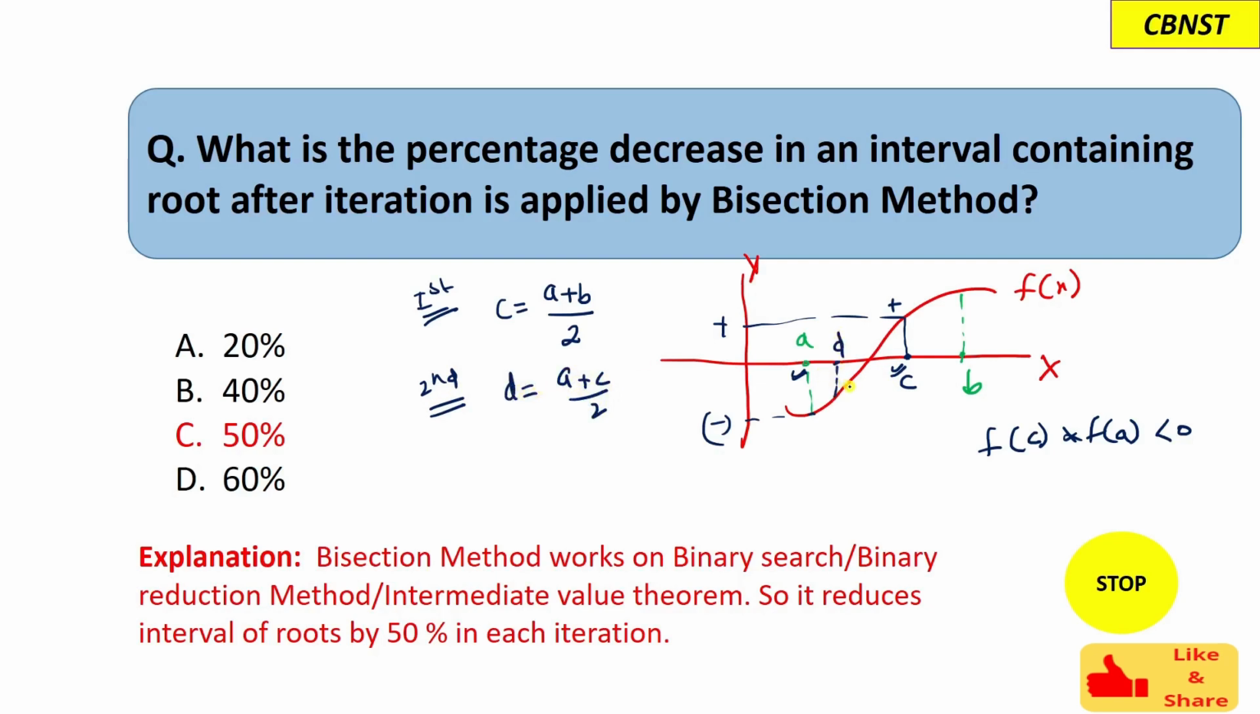Now in the next iteration, we will take d and c, because the function values at d and c are of opposite sign, so we will find the midpoint between d and c. Let's say this is e.